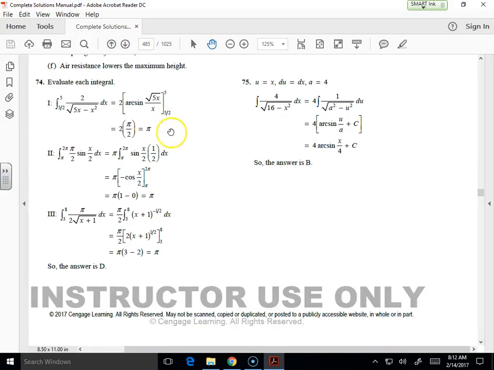Ooh, 74 has some fun stuff going on. We have pi, and then pi, and then pi. All three of them are pi. I think you were supposed to figure out which one is pi, isn't that right? Something like that? Yeah. 1, 2, and 3. All three are pi.